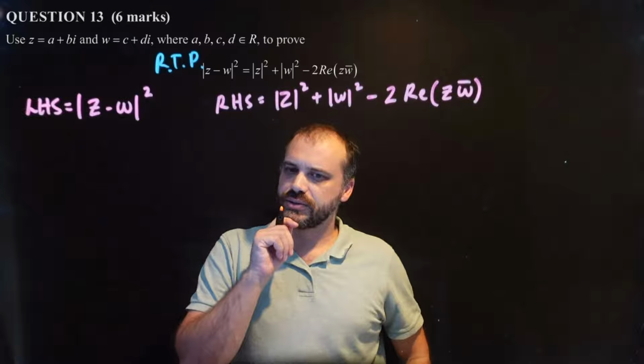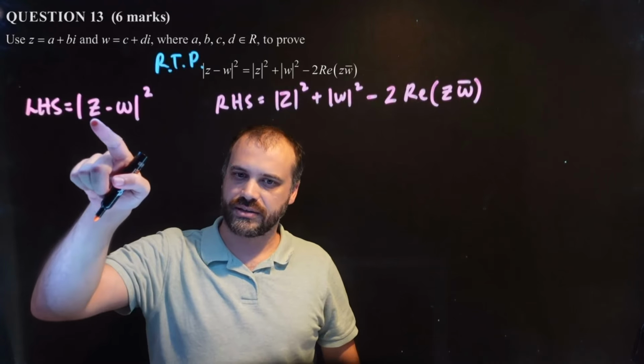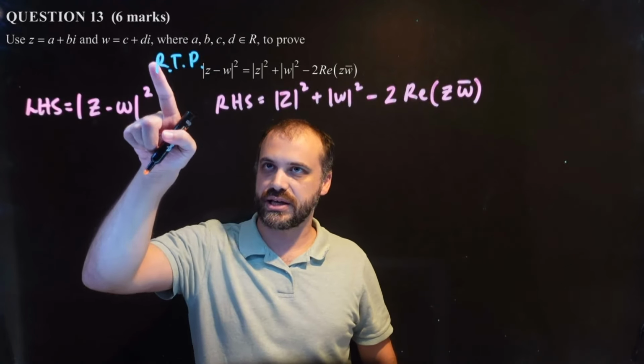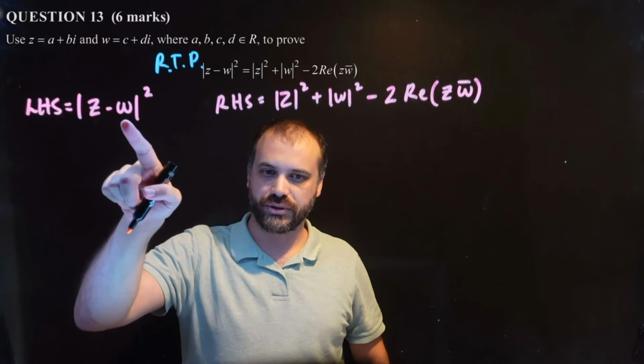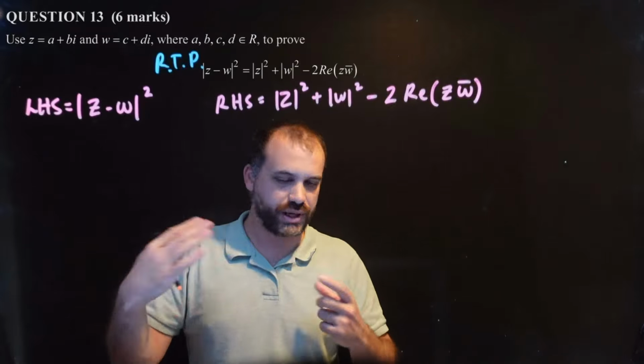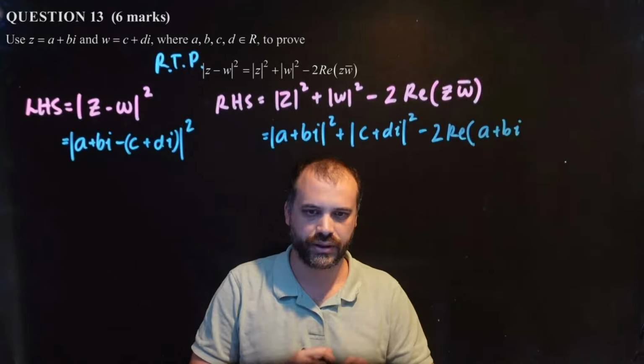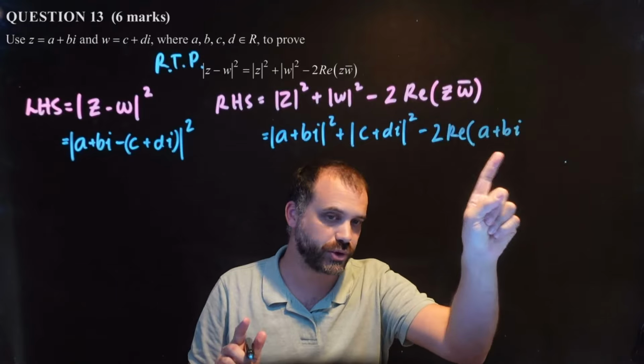What next? Well, I'm told that I need to use a plus bi for z, and I need to use c plus di for w. So just everywhere on both sides, I'm going to replace z with a plus bi, and I'm going to replace w with c plus di. All right, I'm nearly finished. I just got a little bit more to do, but I'm going to do that while I talk to you.